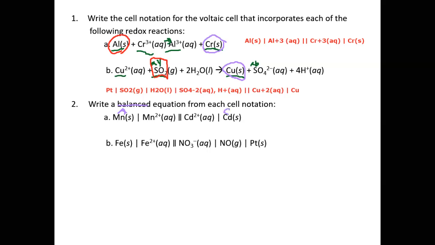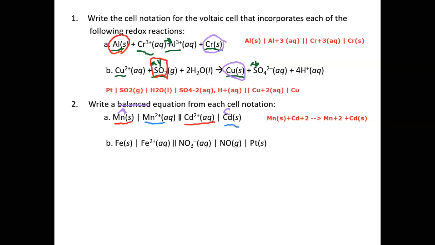This is the cathode. Also remember that slots 1 and 3 are the reactants, so 1 and 3 are reactants, and 2 and 4 are products. So the reaction would look like Mn solid plus Cd 2+ yields Mn 2+ plus cadmium solid. And that would be the reaction for this electrochemical cell.